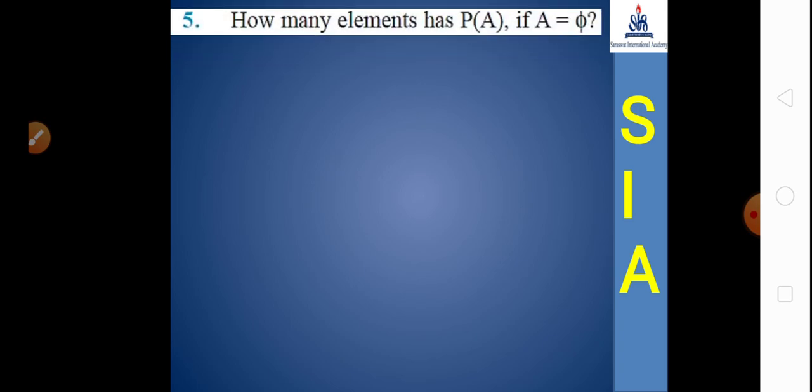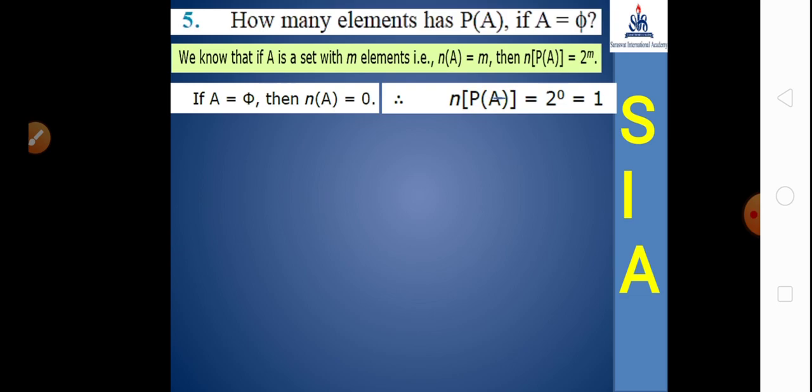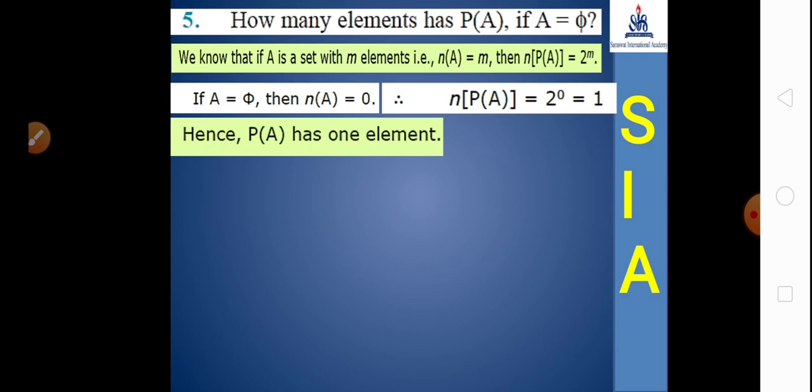How many elements are in the power set P(A)? A is the null set. Null set, you know that it has no element. So n is 0. So 2 raised to 0. My answer is only and only 1. Again I repeat, students, null set has no element, but here they are asking the power set of A. So students, you know that the power set of A has formula 2 raised to n. So I mention here 2 raised to 0. So my answer is 1. 2 raised to 0 is 1. So P(A) has only one element. Next.